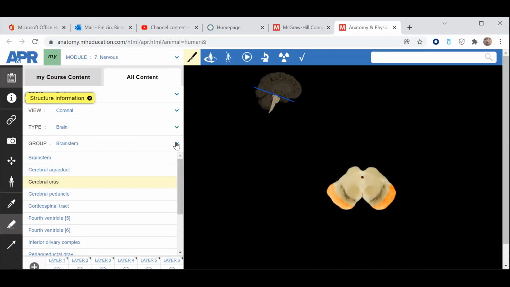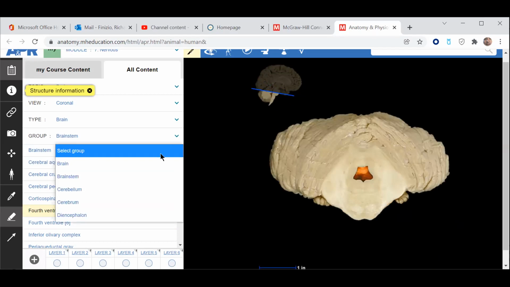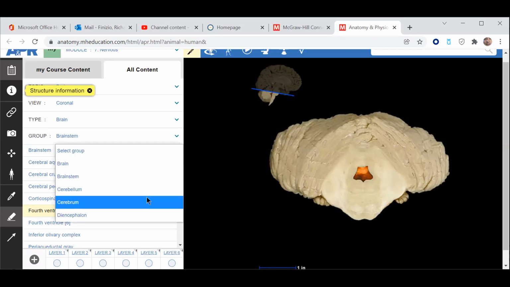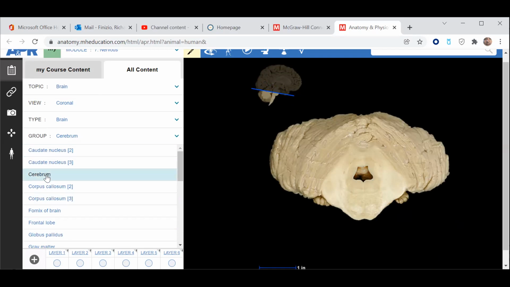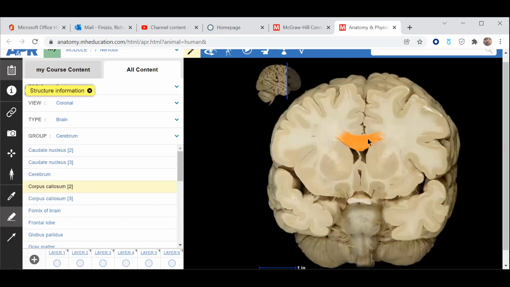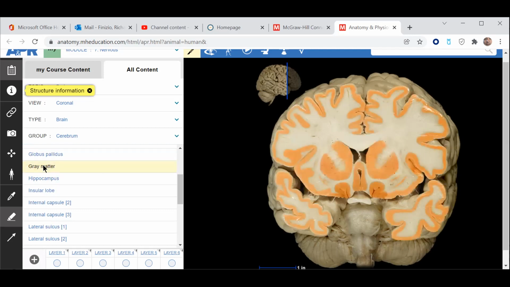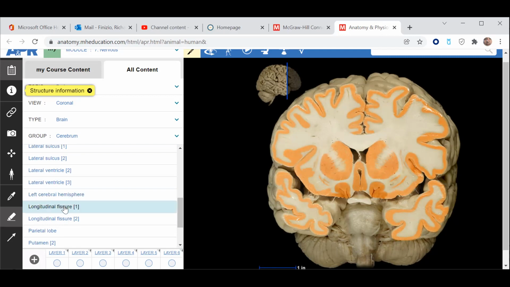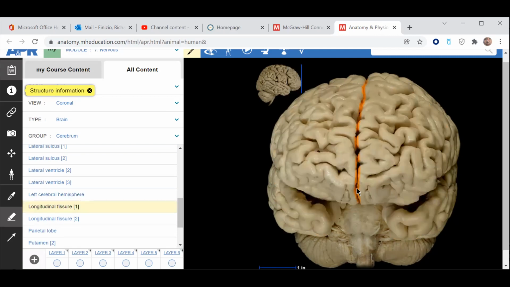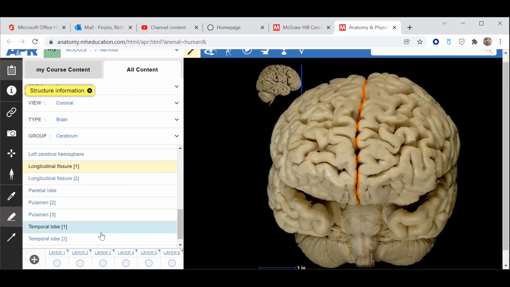So let's look at other coronal things we might be able to see. Cerebrum. This would be the best. Corpus callosum is always a question. This is a frontal view. That's the corpus callosum. Gray matter, which is all the cortex in orange in this case. Longitudinal fissure goes right between the two hemispheres of the cerebrum. Then you have the lobes, like the parietal lobe. It's in the back.